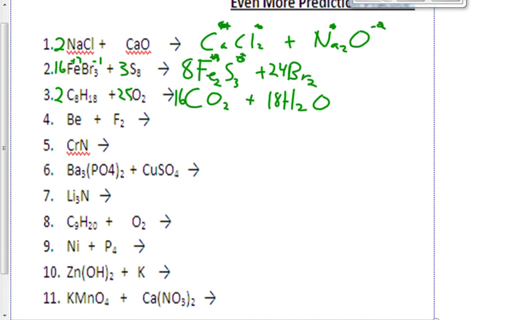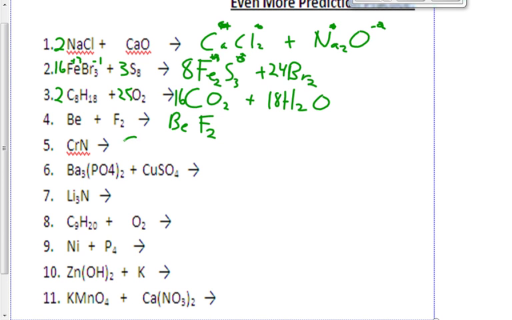Number 4, element plus element is what kind of a reaction, Keandra? Synthesis. Right. Okay, so I've got to put them together, Be with F, and then I've got to drop and swap. This is a +2, and this is a -1, so we got BeF2, and that'll do it, because it's already balanced.